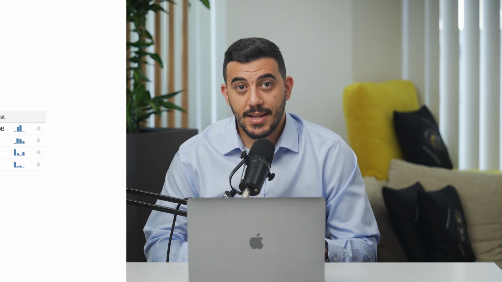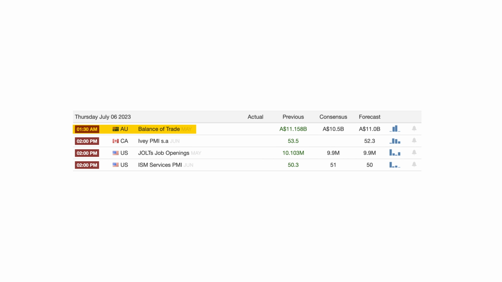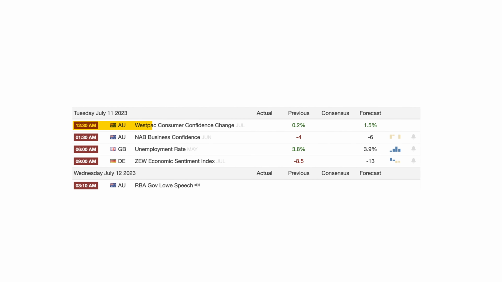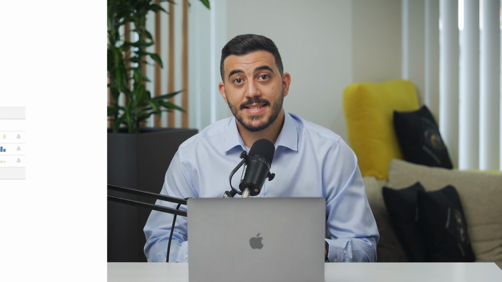In terms of economic data that could influence this trade is the Australian balance of trade on Thursday, the 6th of July, as well as the Australian consumer confidence on Tuesday, the 11th. Market participants will also be paying attention to the RBA's Governor Philip Lowe on Wednesday, the 12th, to get some hints about the action plan of the bank in regards to the monetary policy.